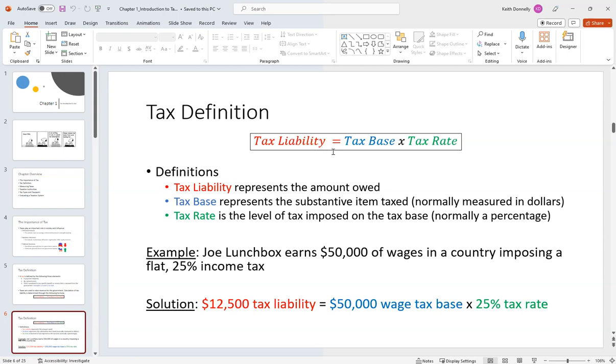So, hey, a simple example, right? You go in the dollar store, you spend $7. There's a 5% tax rate. Hey, you owe 35 cents in tax, right? So you can see the example down there.